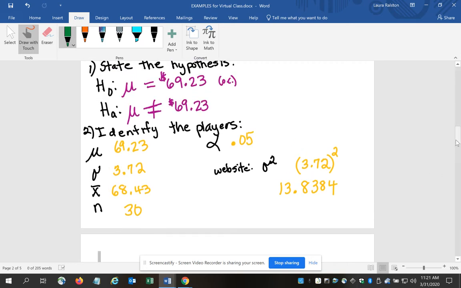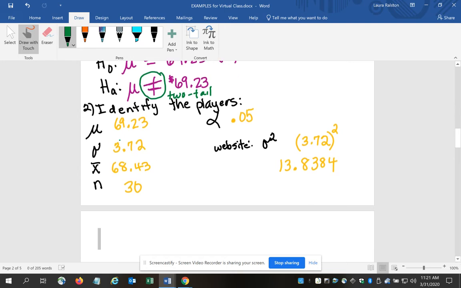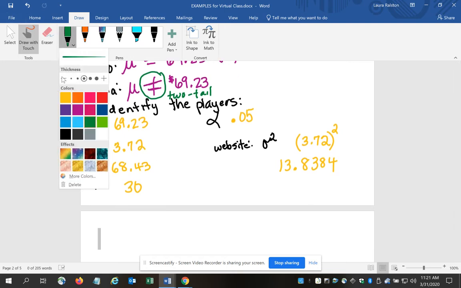So again, to make that decision, we look at the alternative hypothesis. In this particular problem, I have not equal. Anytime you have not equal, it is considered a two-tailed test. So we have identified all of the information that we need. So I'm ready for step 3.